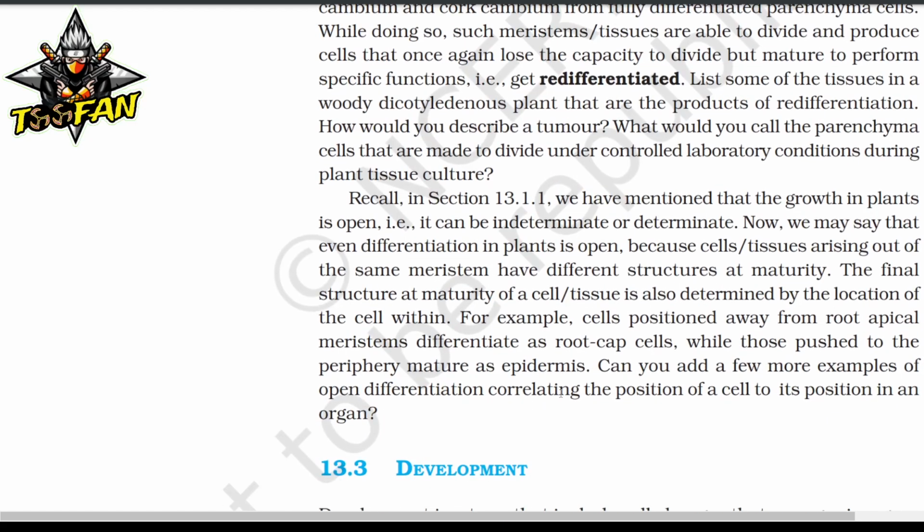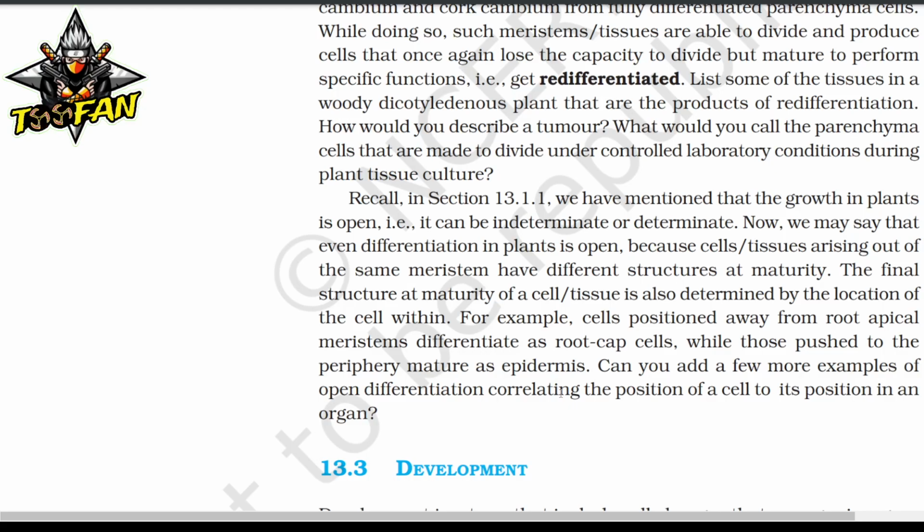Recall in section 13.1.1 we have mentioned that the growth in plants is open, that is, it can be indeterminate or determinate. Now we may say that even differentiation in plants is open, because cells and tissues arising out of the same meristem have different structures at maturity.